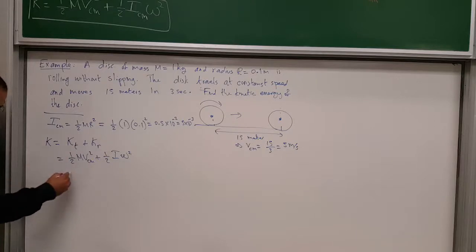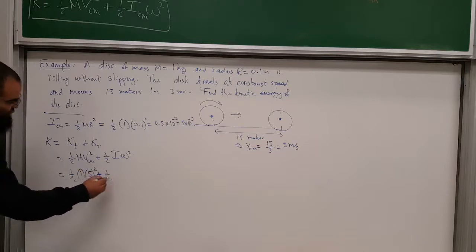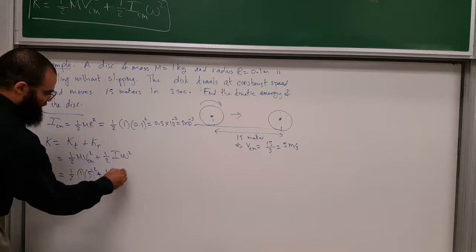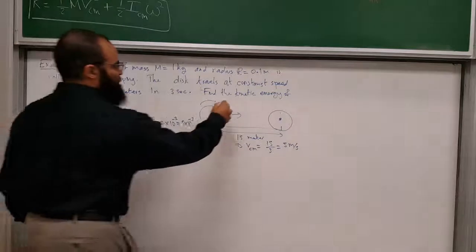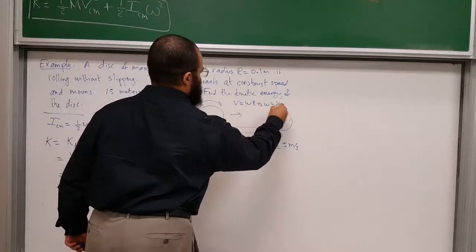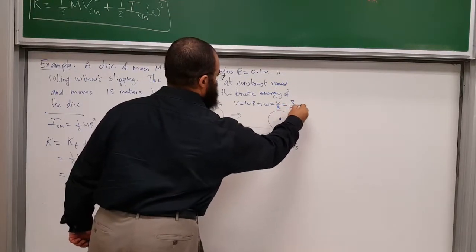So here I get 1/2. The mass is 1 kilogram. The velocity of the center of mass is 5, not 3. 5, so 5 squared, plus 1/2 I omega squared. So I get I is 5 times 10 to the minus 3. And how much is omega? Well, we know that V is equal to omega r. So omega is V over r. So it will be, V is 5, and then r is 0.1, so it's 50.